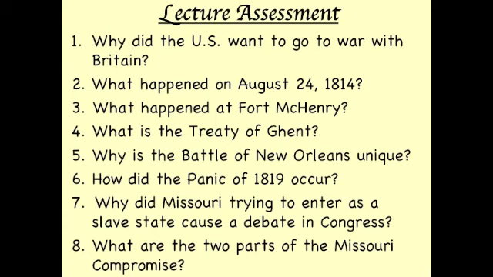So you finally reached the end of the video. I've decided to break down the questions a little bit more specific to really make sure that you guys are able to go back into your notes and make sure that you have the answers to these questions. So the first question is, why did the US want to go to war with Britain? What happened on August 24th, 1814? What happened at Fort McHenry? What is the Treaty of Ghent? Why is the Battle of New Orleans unique? How did the Panic of 1819 occur? Why did Missouri trying to enter as a slave state cause such a debate in Congress? And then what are the two parts of the Missouri Compromise?